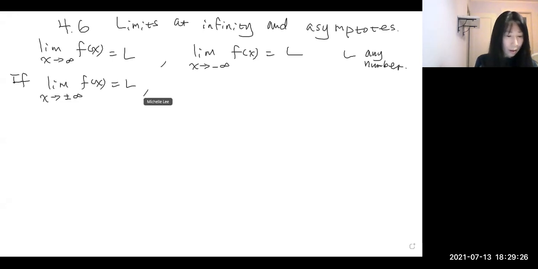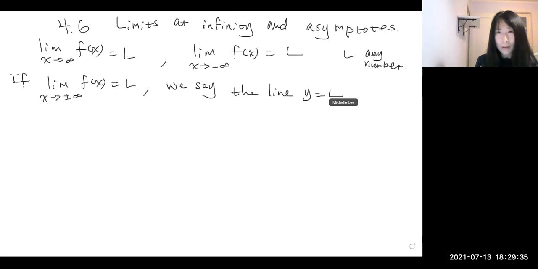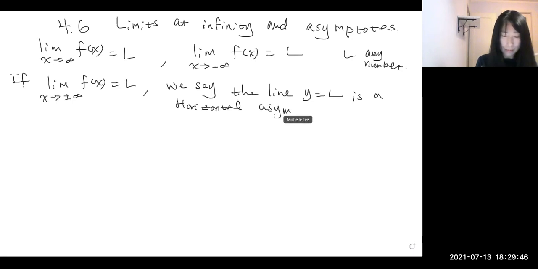Then we say the line y equals L, the number, is a horizontal asymptote. So basically you did that from pre-calculus, this one. So like this.